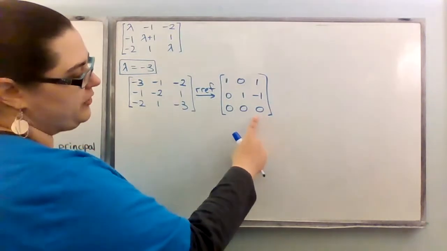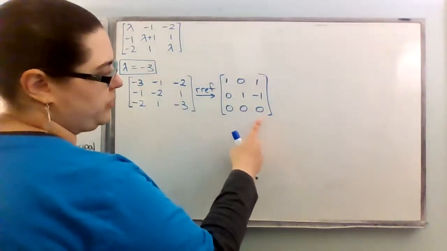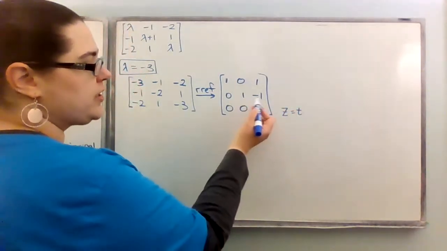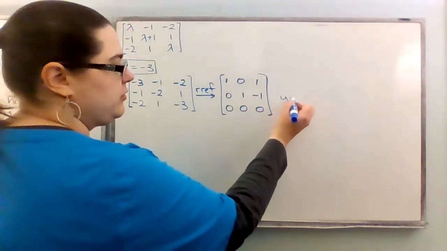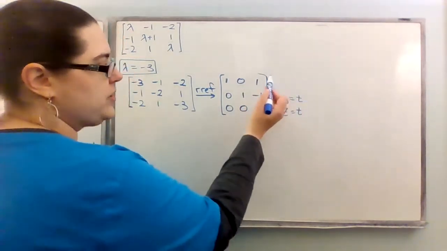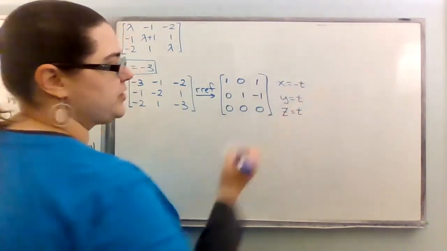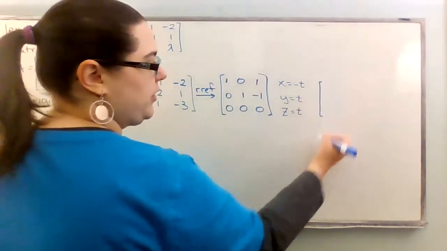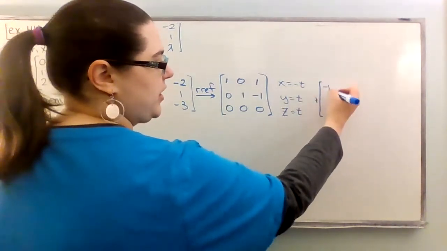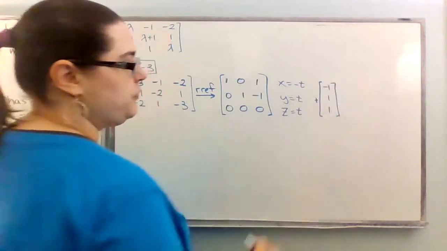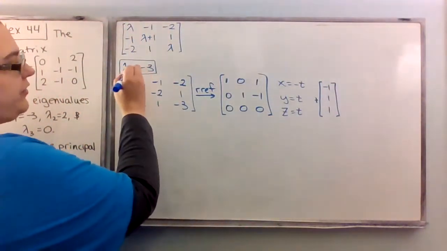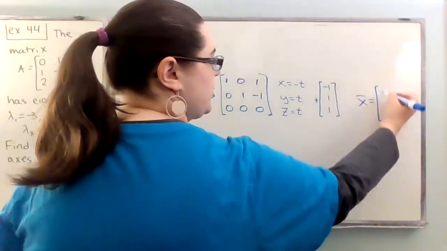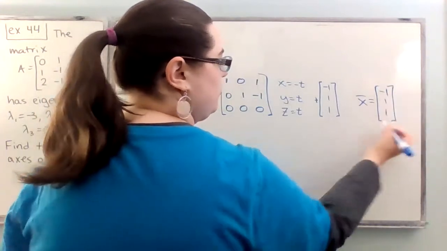So because we don't have a pivot position for z, that means z is going to be our parameter of t. Y is, if I move this over, going to be t. And then when I move this over, x is going to be -t. So if I think about the vector that this is going to end up giving us, we get t times -1, 1, 1, which means for this eigenvalue of -3, our first eigenvector is -1, 1, 1.